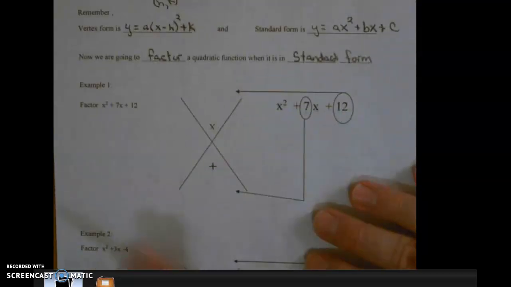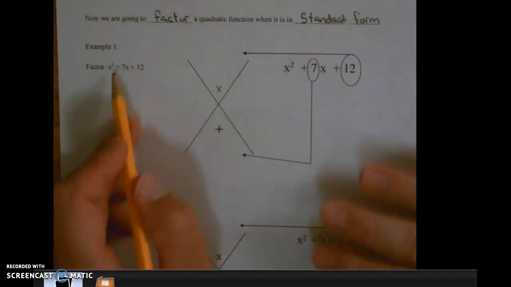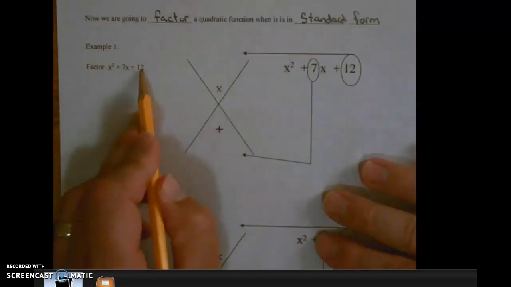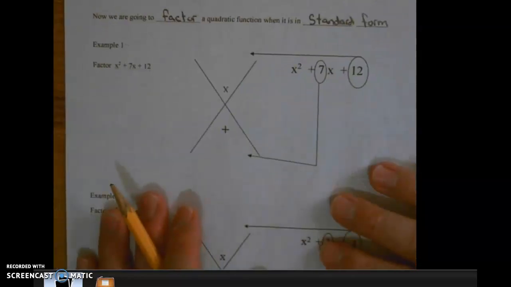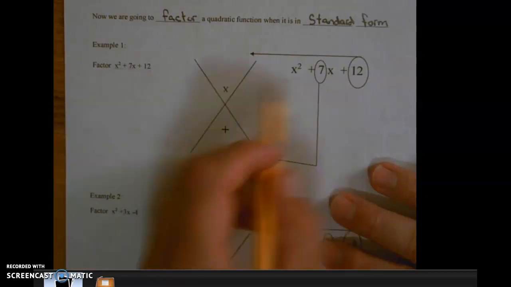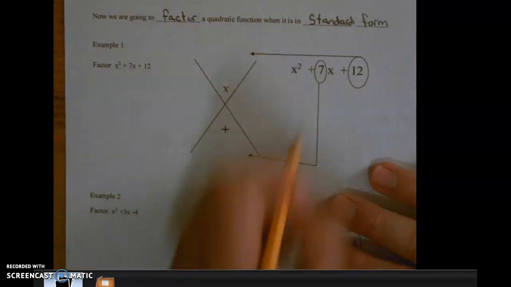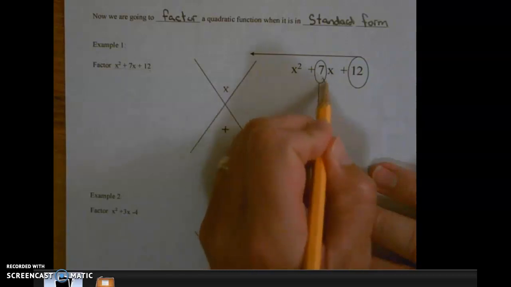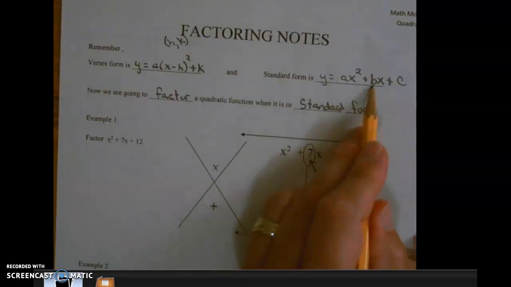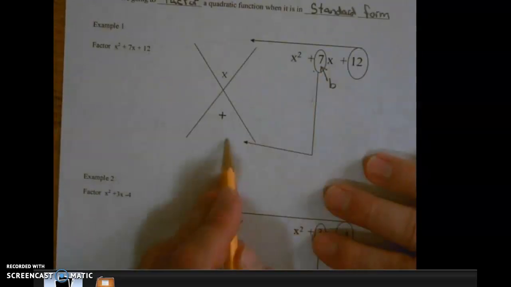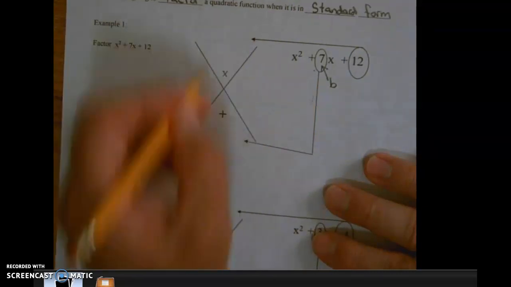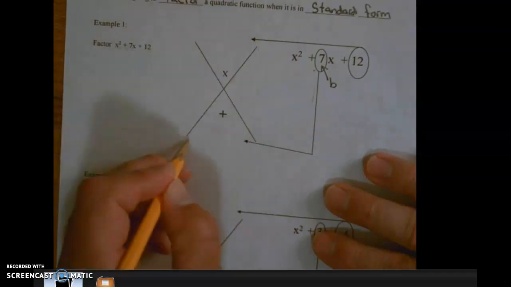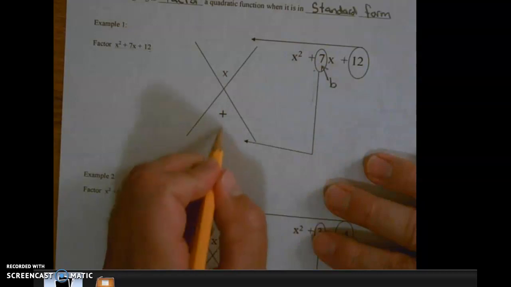Okay, so we're going to look at example 1. Notice that this quadratic is in standard form. So the very first thing you want to do here is, this is the b value. The b value, that's this coefficient on the x, that's the number on the x. That number is going to be at the bottom of this x. This x is going to help you factor. So you're going to want to draw an x, put the b value down here.